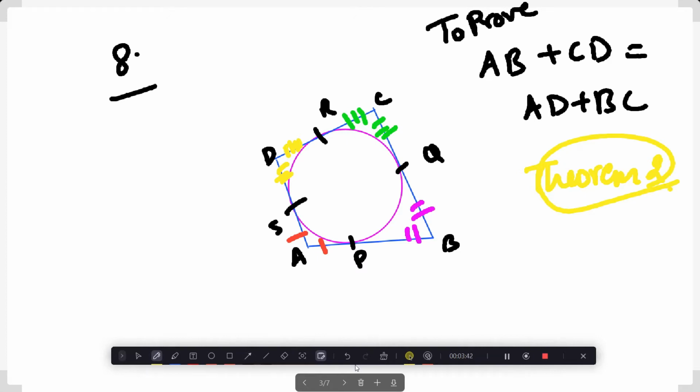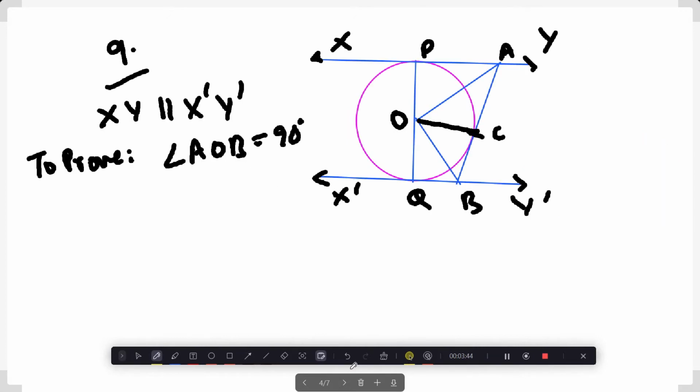Hope you understood how to do this question. Moving on to the next question. Here what is given is that there are two tangents, XY and X'Y', which are parallel to each other, and they touch the circle at P and Q respectively. And we have to prove that angle AOB is equal to 90. There is a point A on the first tangent, and a tangent is drawn from this point to the circle, which intersects the second tangent at point B. So we have to prove that this is 90 degrees.